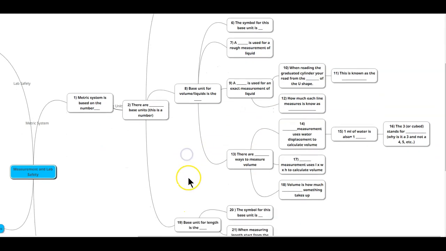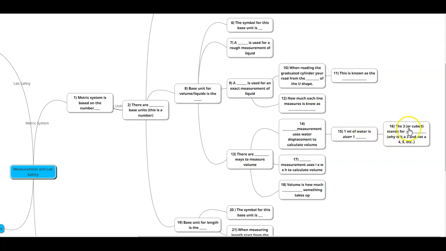All right, what about number 13? There are 2 ways to measure volume. So let's go off on this branch first. The first way is called indirect measurement, which is using water displacement, fancy word for saying moving water. And we know that 1 mL of water that is moved is also equal to 1 centimeter cubed, or cm to the 3rd power.